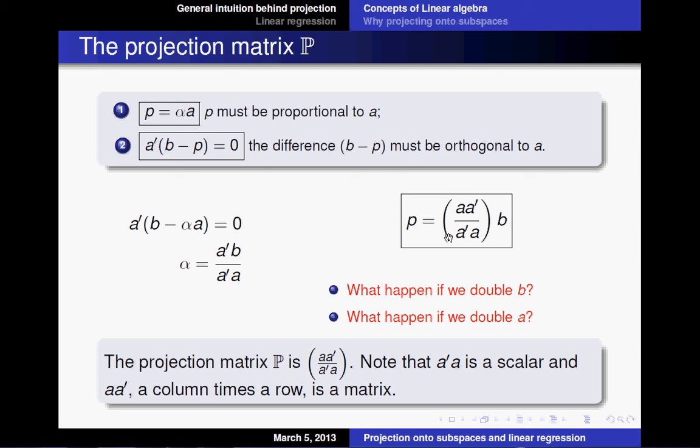Now look at this carefully, because what we put into parentheses is a matrix. We have a column times a row, so a matrix. And here in the denominator, this is a scalar, a row times a column. This matrix here is what we call the projection matrix.